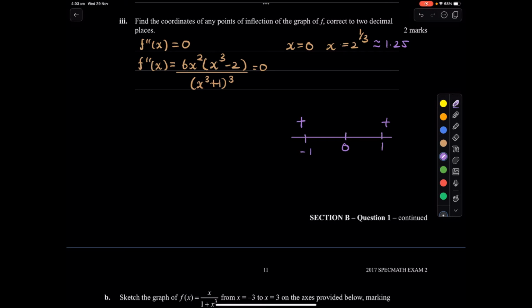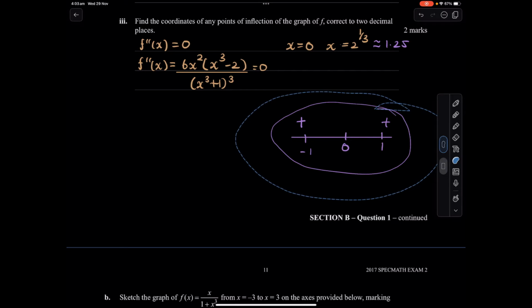Now this is a problem. Here is actually not what we call a point of inflection. It's actually not even a stationary point. Pretty much it's not a point of inflection. That's a way you can test.